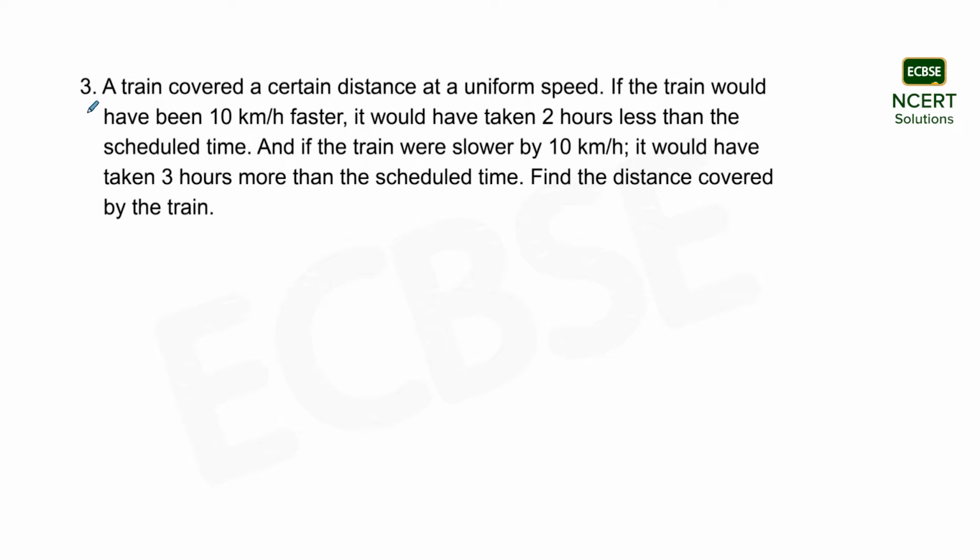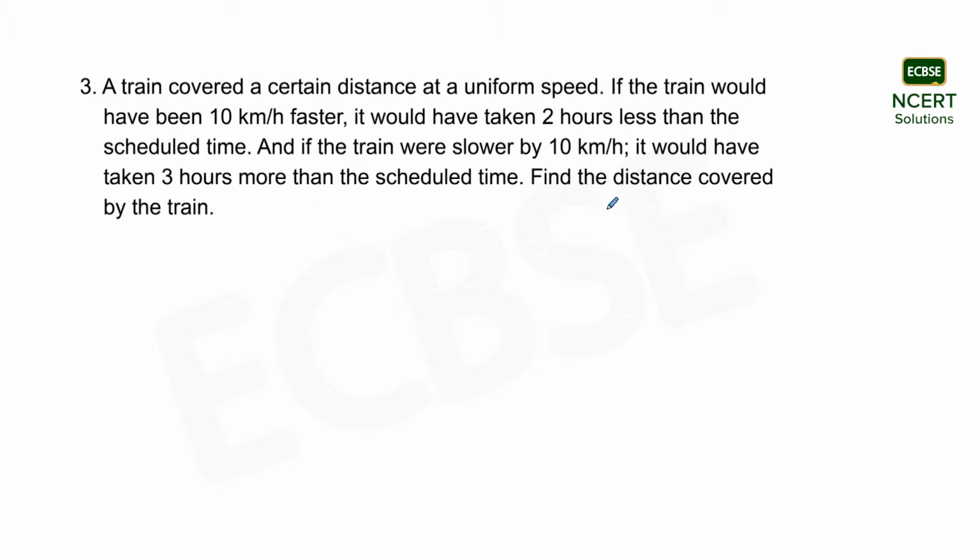Students, so here we are with question third of exercise 3.7 for the chapter Pair of Linear Equations in Two Variables. The question is: a train covered a certain distance at a uniform speed. If the train would have been 10 km per hour faster, it would have taken 2 hours less than the scheduled time. And if the train was slower by 10 km per hour, it would have taken 3 hours more than the scheduled time. Find the distance covered by the train.